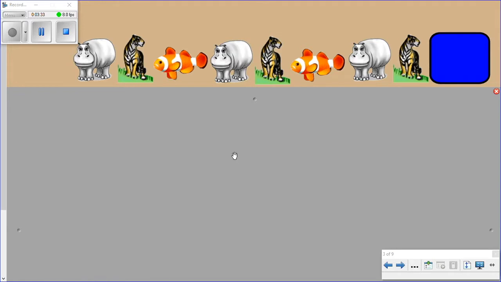This one's with animals. Let's see the animals. We have a hippo, a tiger, and a fish. Looks like Nemo, right? Hippo, tiger, and a fish. Hippo, tiger, and what comes next? There we go. Finding Nemo. We got him.